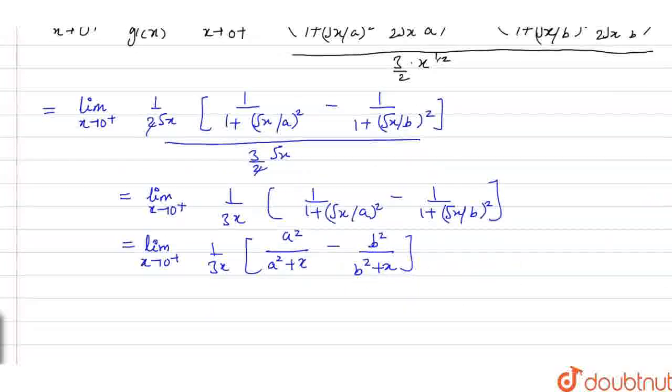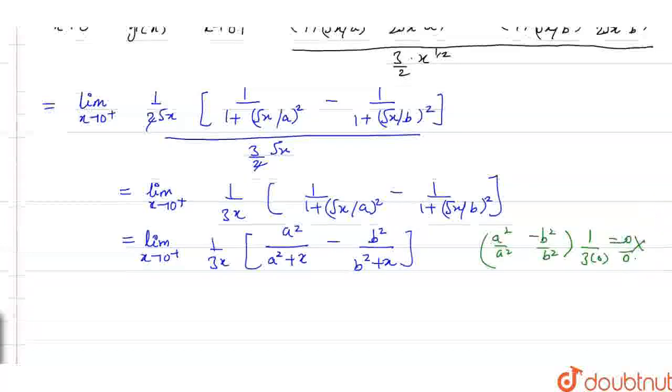Finally, we have to put the value of x equals to 0 in this equation. So when we put x equals to 0, this again becomes a square upon a square, so this becomes 1 minus b square upon b square. This also becomes 1 minus 1 is 0, and 1 upon 3 into 0, so this also becomes 0 by 0. Again we have to apply L'Hopital here.